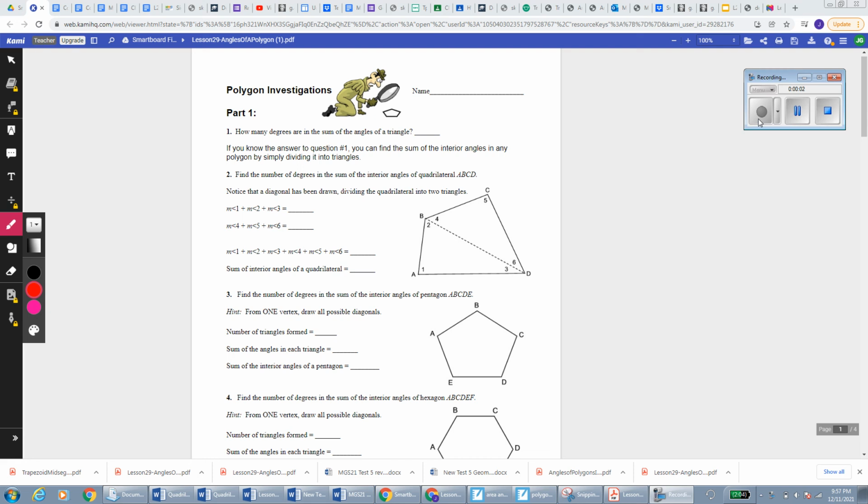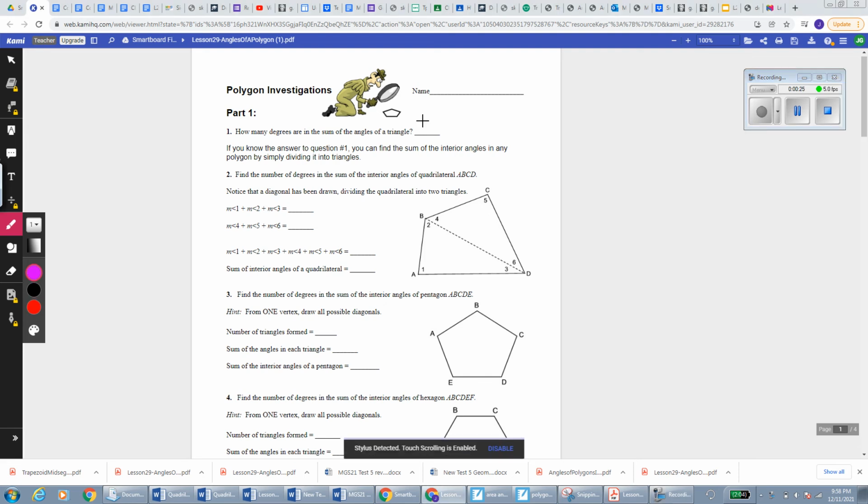So in this video, we are going to investigate the sum of the angles in a polygon. So let's go through this together. Let's start off with part one. Question number one asks how many degrees are in the sum of the angles of a triangle?